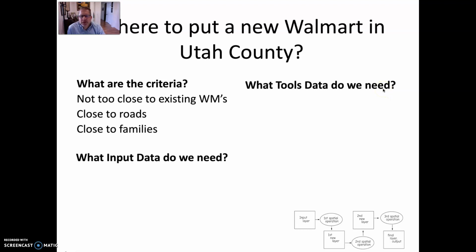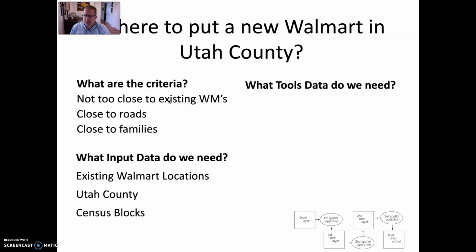Input data sets. Well, in order to solve these criteria, we must need locations of existing Walmarts. We're going to need a shapefile of Utah County because we said it's got to be inside Utah County. And we're going to need some kind of census blocks that have family and population densities. We can use that. And then roads. Major roads is something that you would have to define. What is a major road? A freeway, a highway, just a big road.